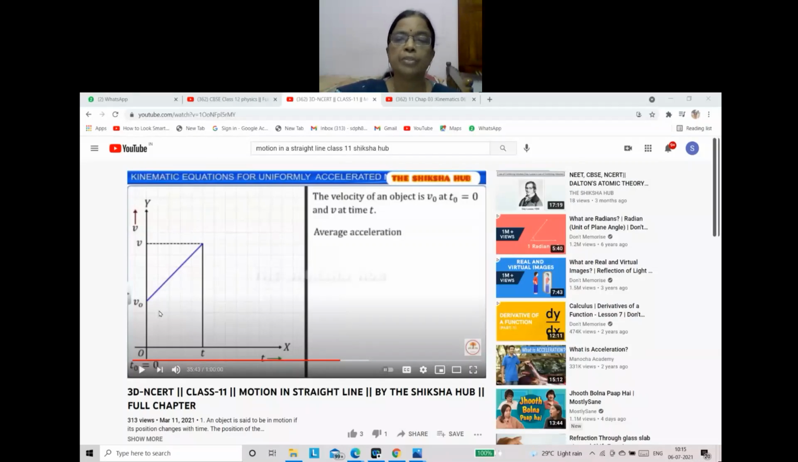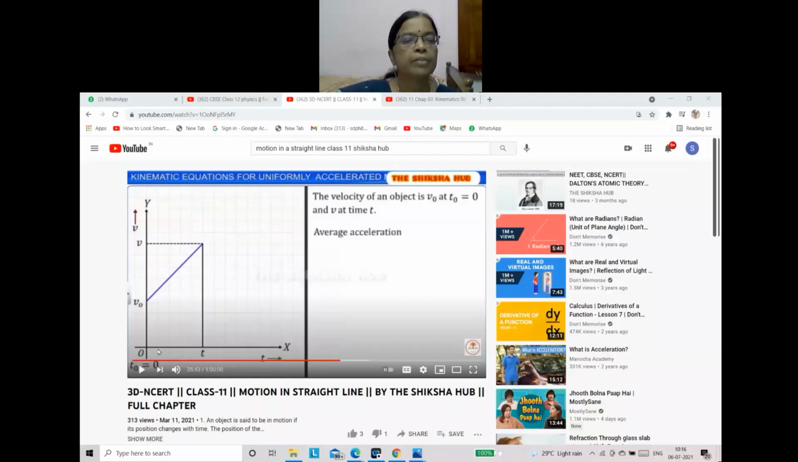I don't know what she's doing there. Aishwarya, can you tell what type of motion is this? Aishwarya? Yes, teacher. What type of motion? Accelerated motion or uniform velocity motion? What does it show? Is the velocity changing, increasing with the time?